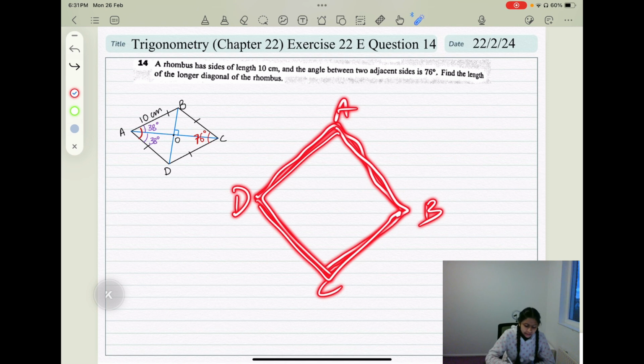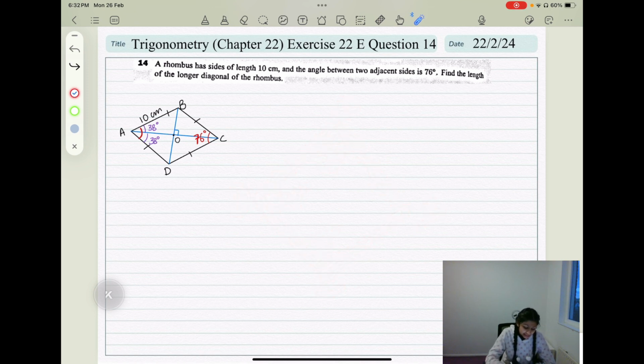For simplicity, if we consider this to be 76, then this is going to be 76 too, because they are opposite and the opposite angles are equal to each other. And this is going to be 104 because the adjacent angles add up to 180 degrees in a rhombus. So once we know that, we can move on to the next part of the question, which says that we have to find the length of the longer diagonal of the rhombus.